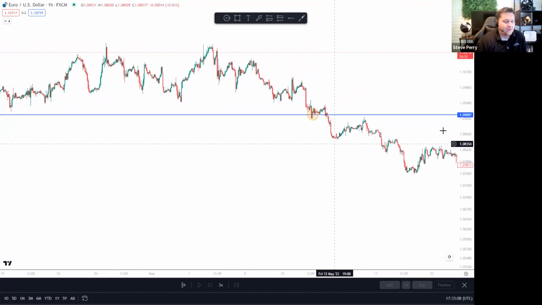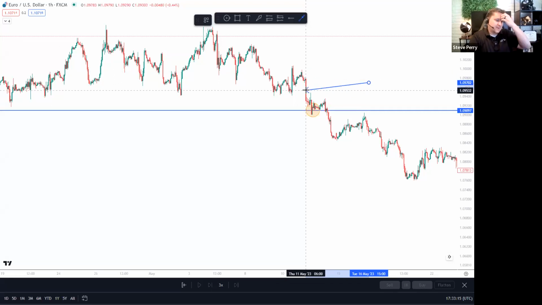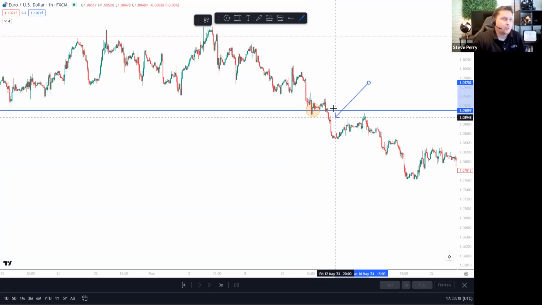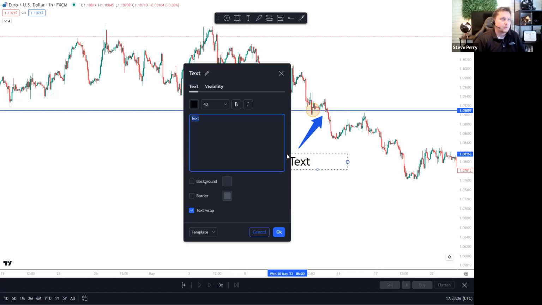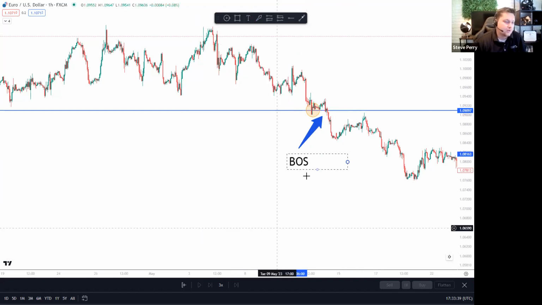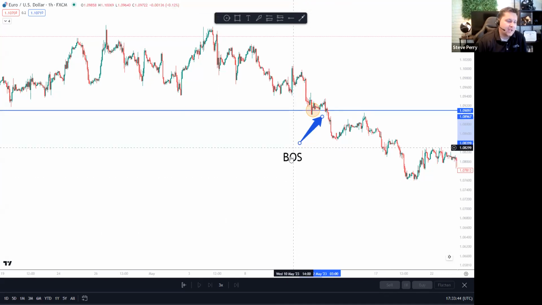And then you had an expansion right here, which could be an opportunity, but the expansion I'm interested in is the one that created the break of structure. That's the key: did the expansion you're looking at create a break of structure? This one did. Perfect. So I've got that, and you just highlight it. Yep, that's a BOS. You could even call it a change of character, that one probably, but it's at least a BOS.